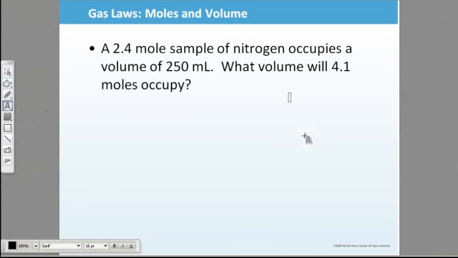All right, so again, just pulling out our information here. We got N1. We started with 2.4 moles. It had a volume of 250 milliliters. Again, if we divide that by 1,000 right now, that's going to give us 0.250 liters. And what volume will 4.1 moles occupy? So now we have 4.1 moles, and we need to solve for V2.